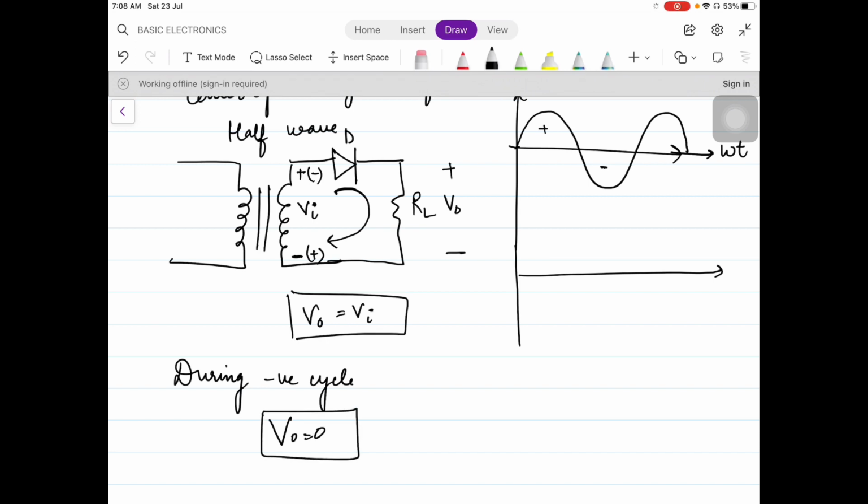Now let us draw the output. Let us separate first of all the cycles, positive cycle and negative cycle. Here we write V naught versus omega t. Positive cycle, answer is V naught is equal to VI. See the VI upward and draw it in the same manner. Negative cycle, for the negative cycle you have V naught equals 0, so draw V naught 0. Again for the positive cycle you have VI, so draw it upwards. All right, so this is the half wave rectifier.